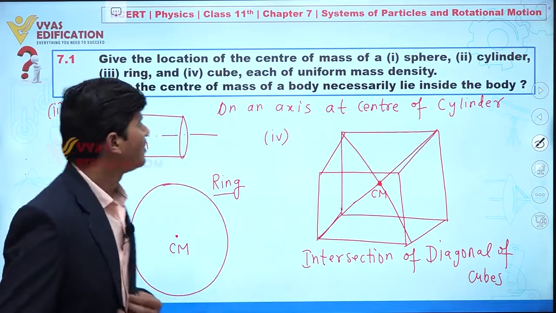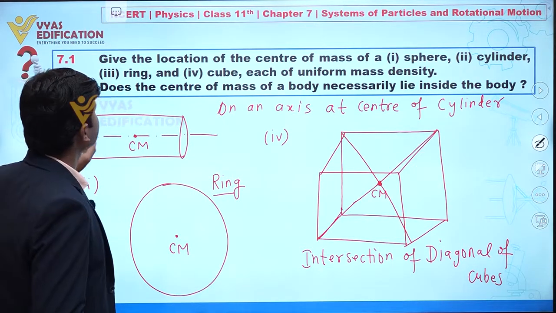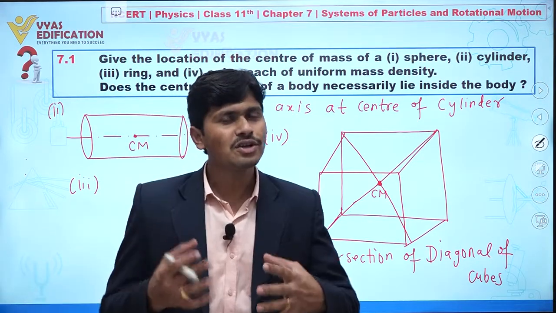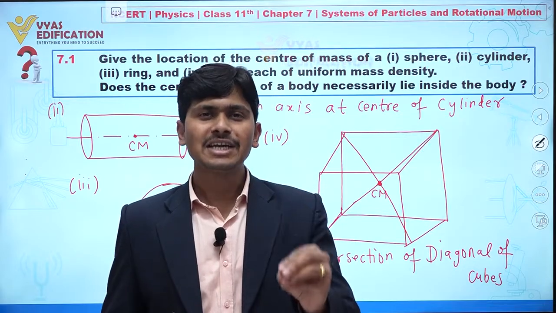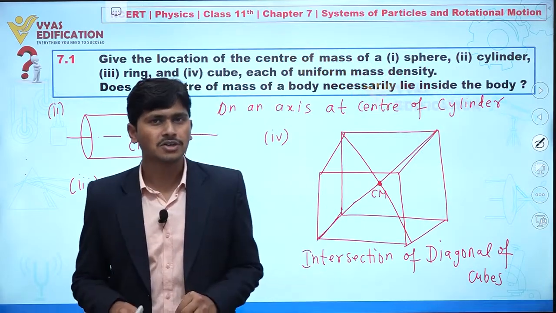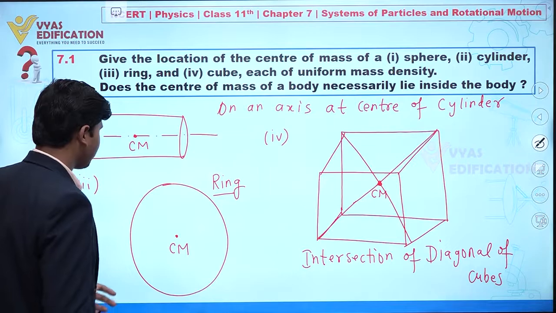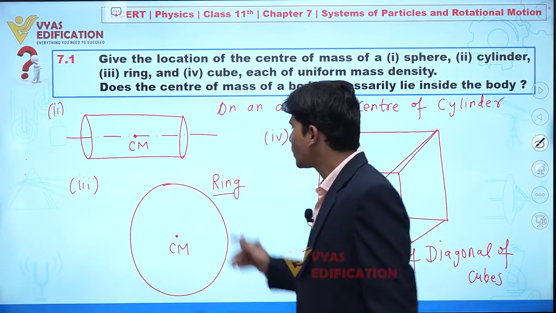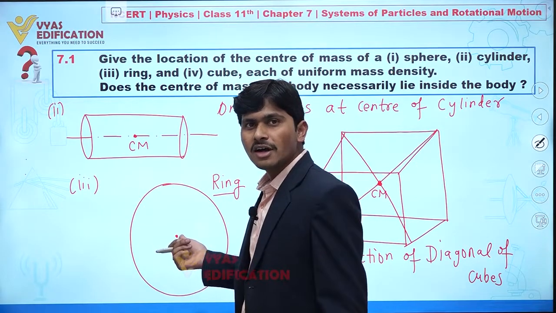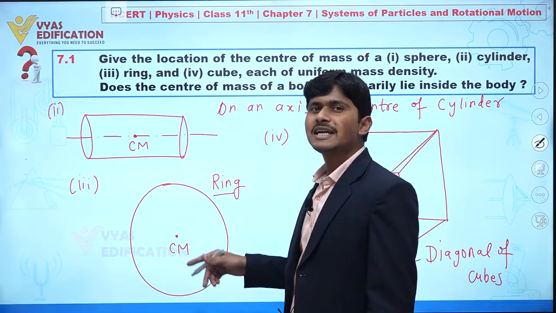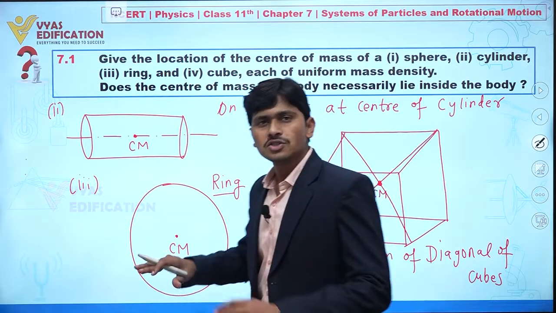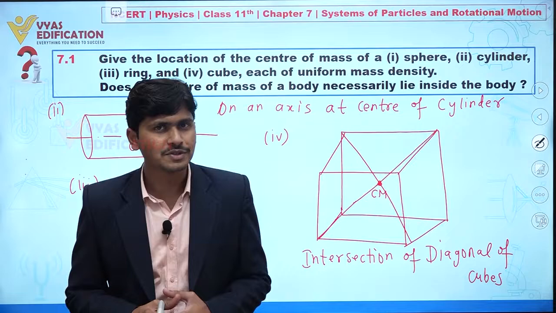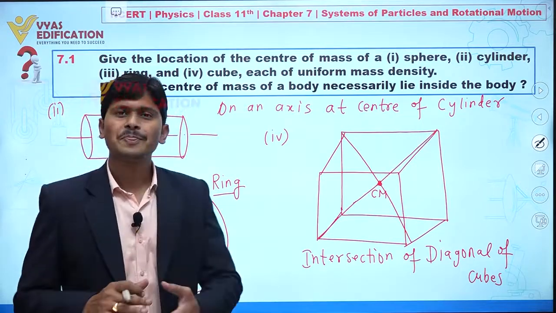One more question is given to you. Does the center of mass of a body necessarily lie inside the body? No. It is not a necessary condition that the center of mass always lies within an object. You can take one example. Let's suppose we are talking about a ring. For a ring we are getting the center of mass at its center, and this center of mass lies outside the object. So we can see the center of mass may lie outside of an object. So this is all about this question.